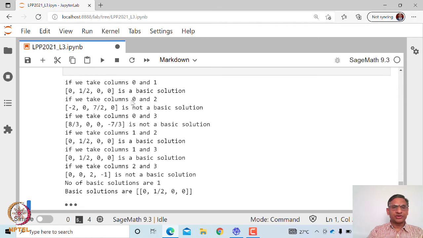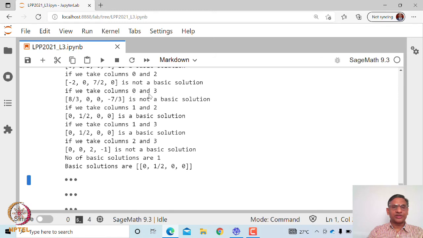Similarly, if I take the 0th column, that is the first column, and the third column, then the solution which we get is 2, minus 2, 7 by 2, which is not feasible because a component is negative. So this is not taken. Similarly, if I take 0, 3, that is the first column and the last column, then also this is not feasible.